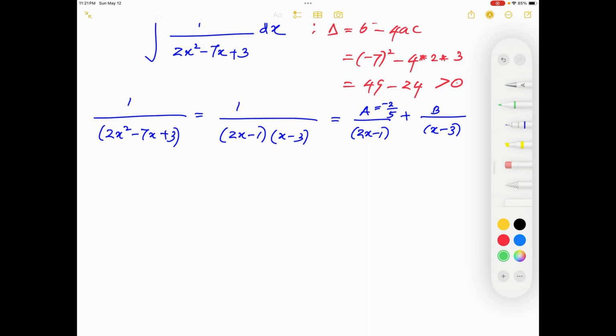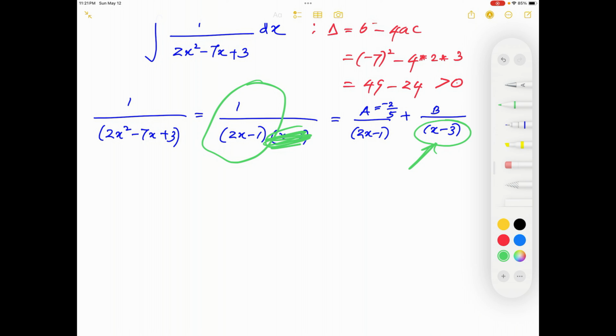The same way we can find B. In order to find B, we need to look at this denominator. We need to close down that same term from the original function. We know that this term right here will become 0 when x is equal to 3. Then we put 3 in the rest of this function. It will be 1 over 2 times 3 minus 1.